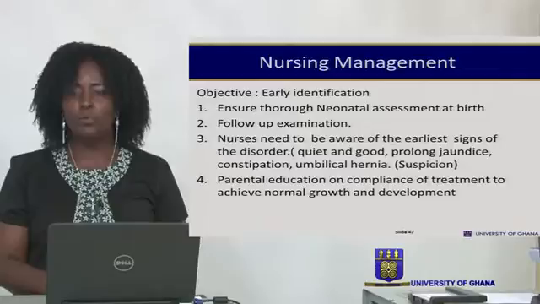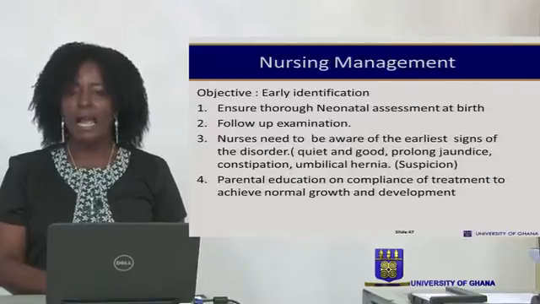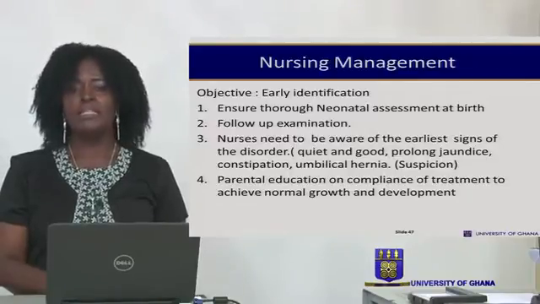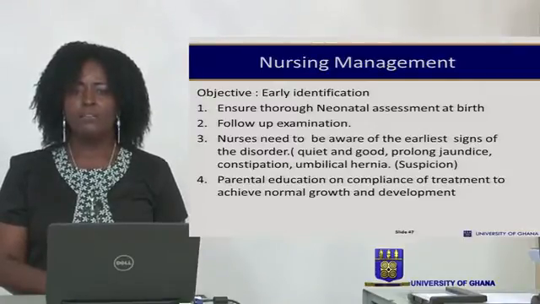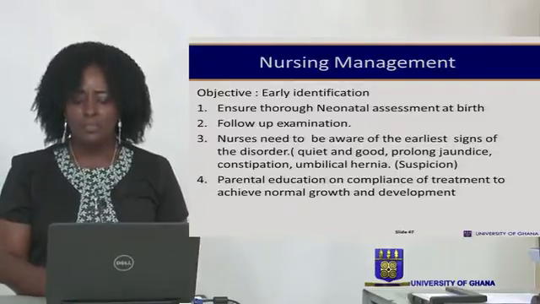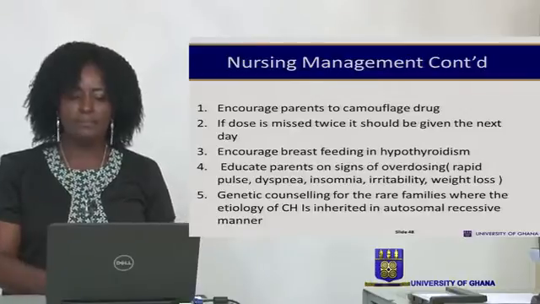These include prolonged jaundice and constipation. We talked about umbilical hernia and protruding abdomen. These are suggestive of hypothyroidism. Prenatal education and compliance with treatment will also be very important to prevent complications.